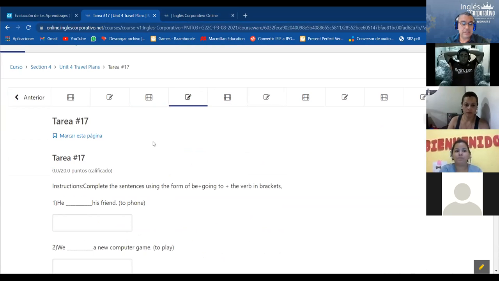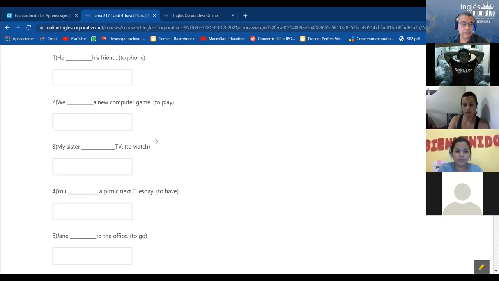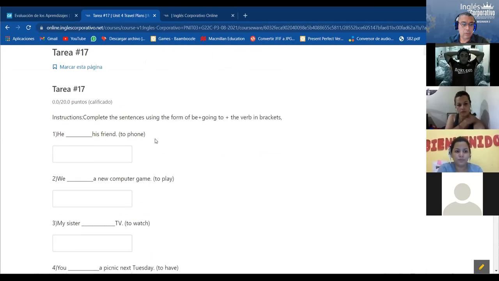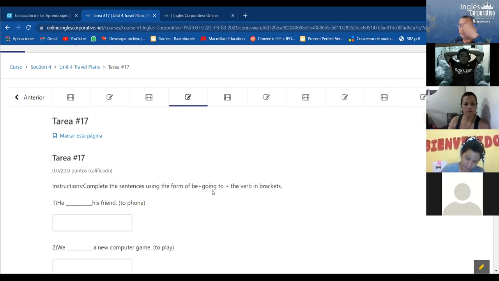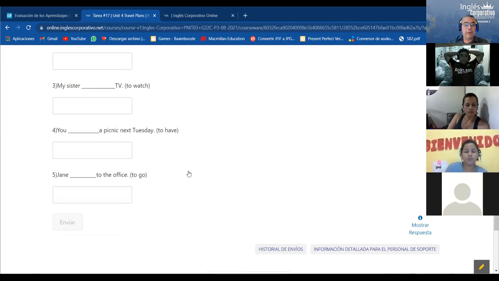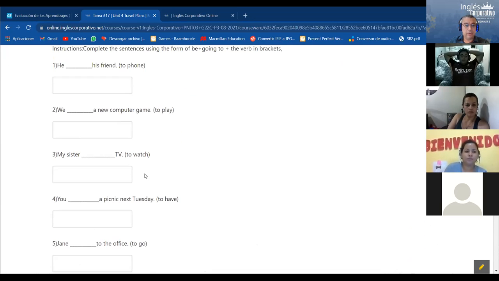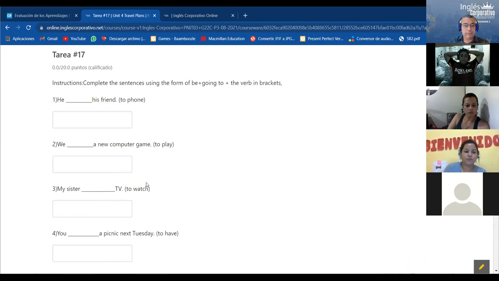En la segunda, la que dice 17, there is, en esta parte, en la número 4, right? Aquí es utilizar el going to, lo que estamos viendo ahorita. Okay, para aquellos que todavía no han mirado esta parte ni la anterior, right, que ya deberían haber hecho la anterior. This one, esta la tienen que hacer hoy.